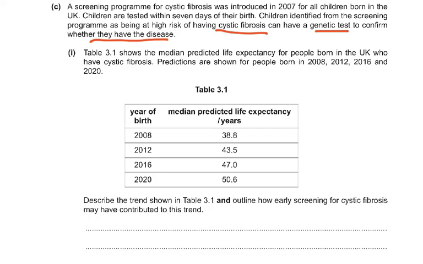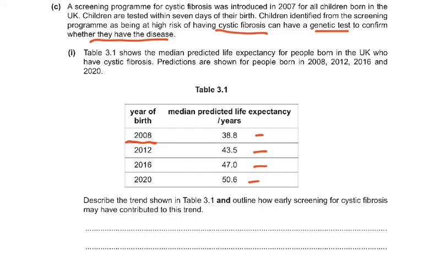Table 3.1 shows the median predicted life expectancy of people born in the UK who have cystic fibrosis. Predictions are shown for people born in 2008, 12, 16 and 20. So year of the birth was 2008 and the median predicted life expectancy was 38.8 years. 2012, 43.5 years. You can see 2016, 47 years and 2020, 50 years. So it increased by about 12 years. Not much. Frankly speaking, not much. So the life expectancy increased.